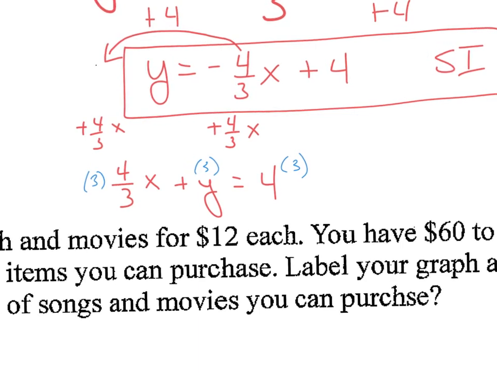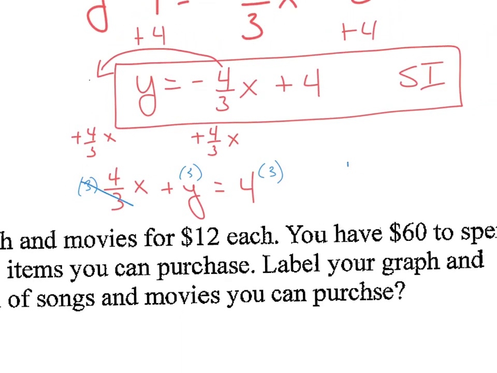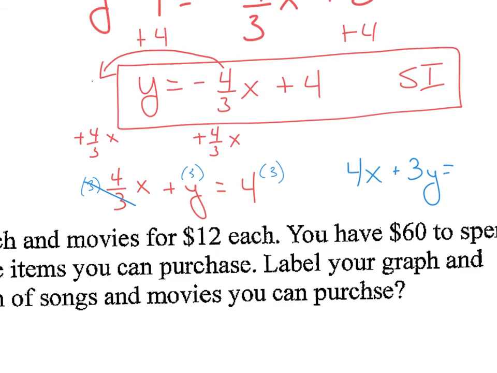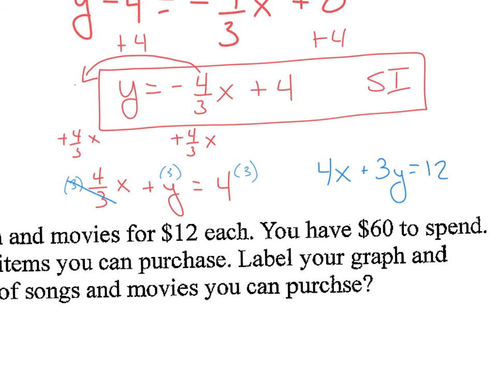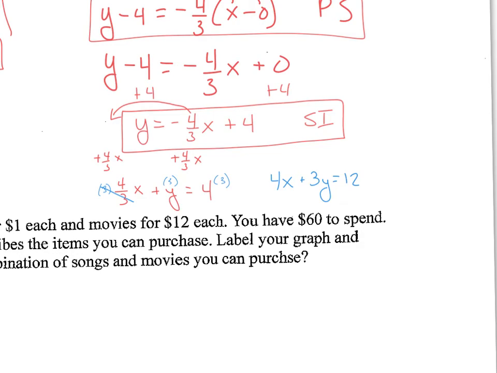Okay, so when I do that, those 3's cancel. I get a 4x, a 3y, and a 12. And that is going to be your standard form.